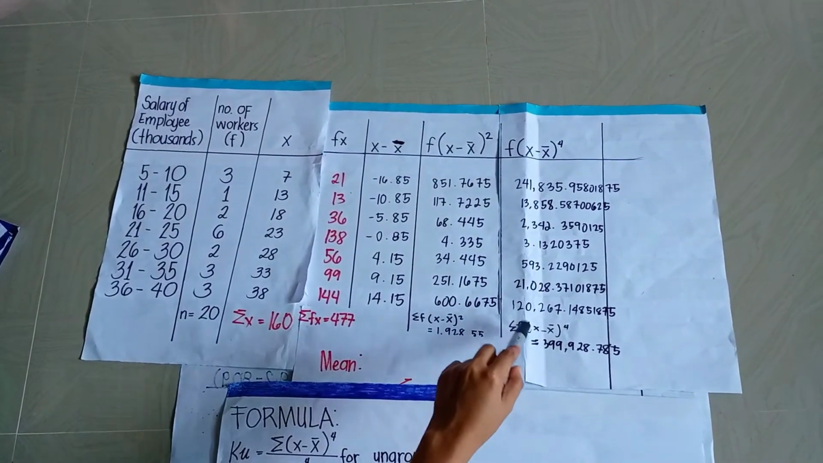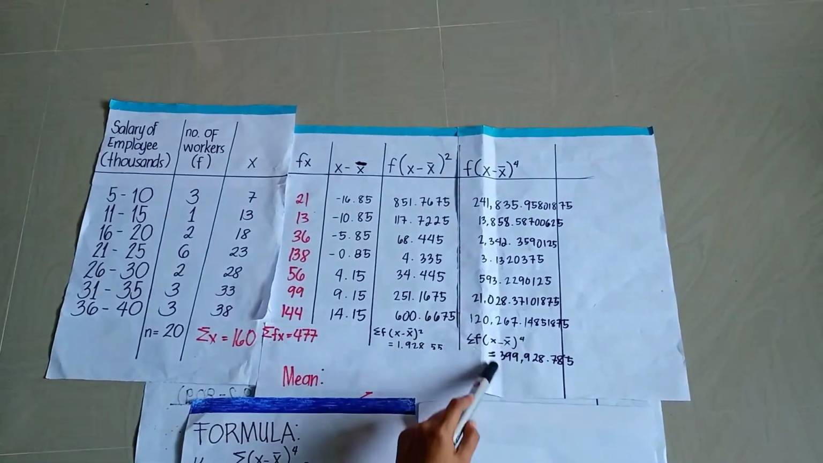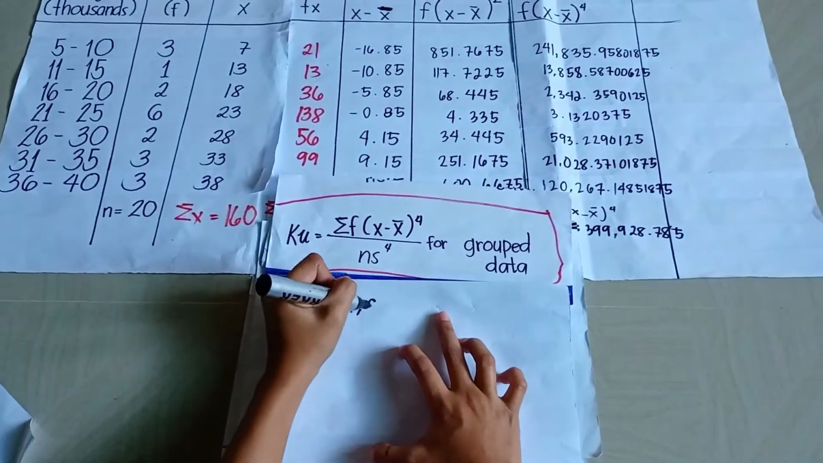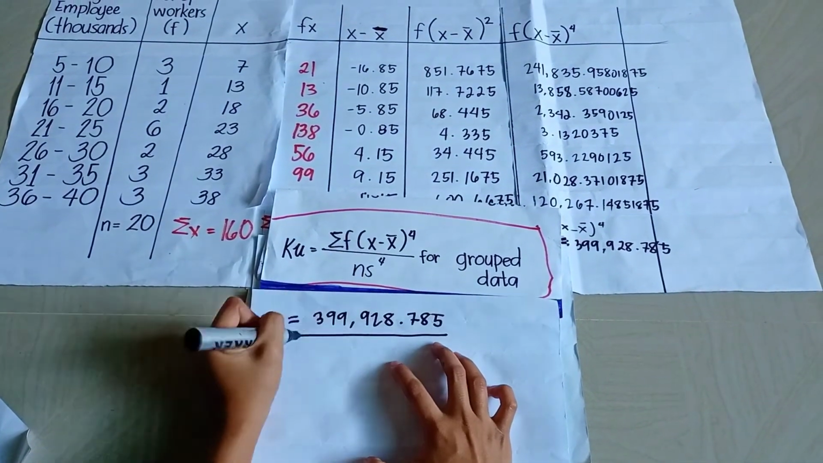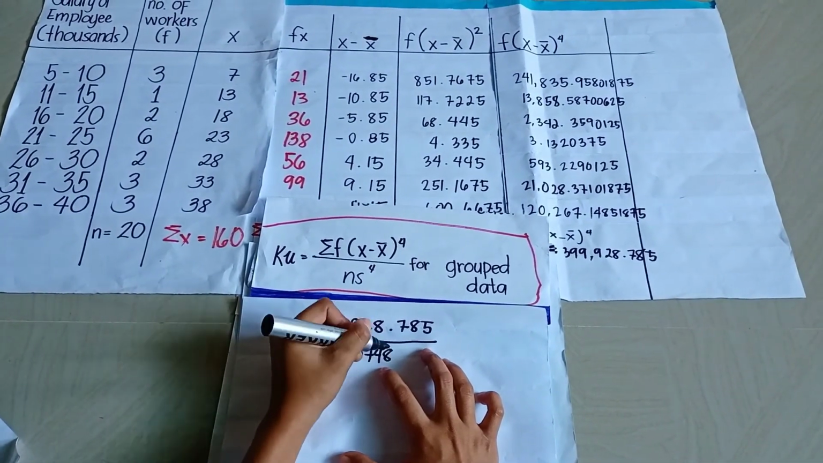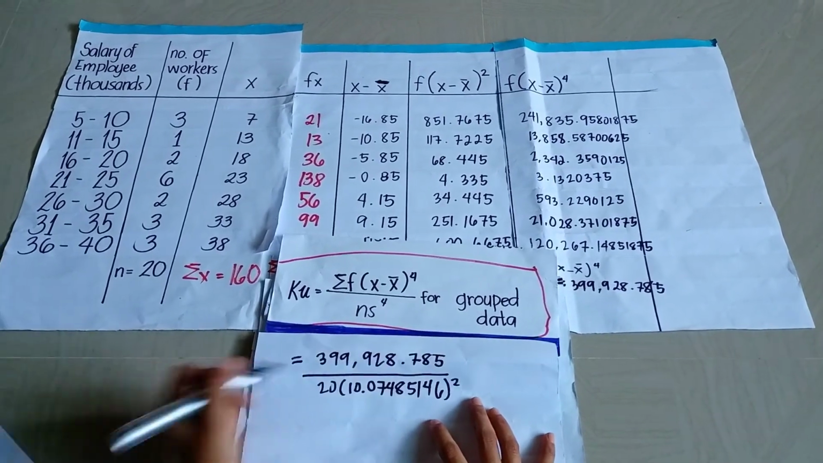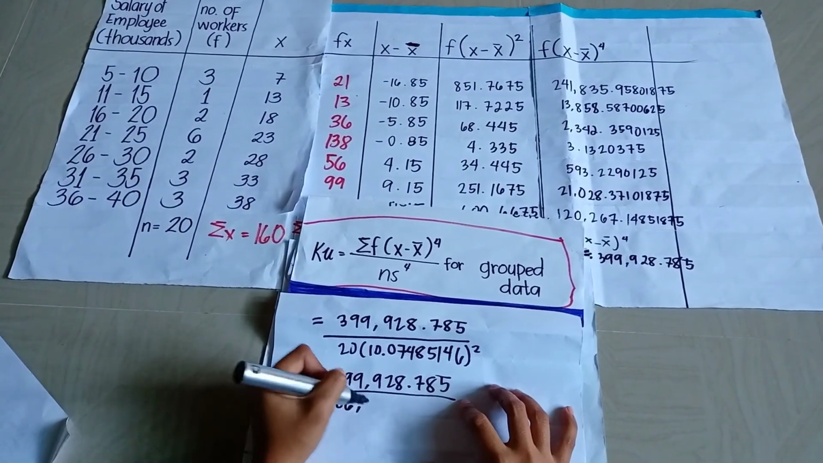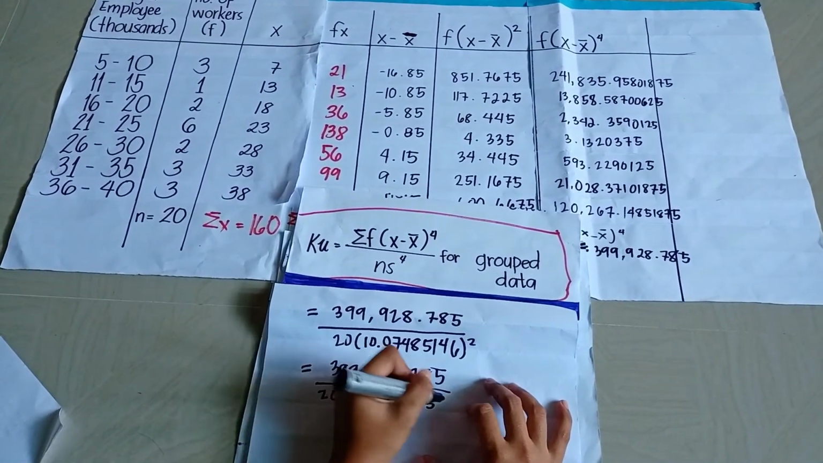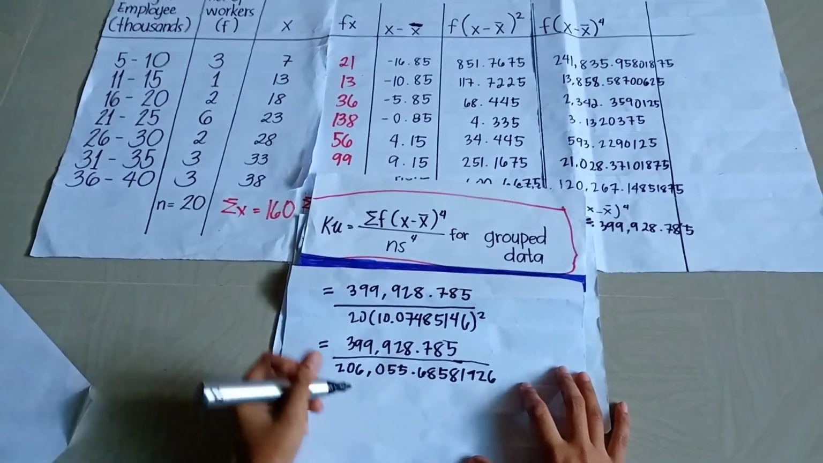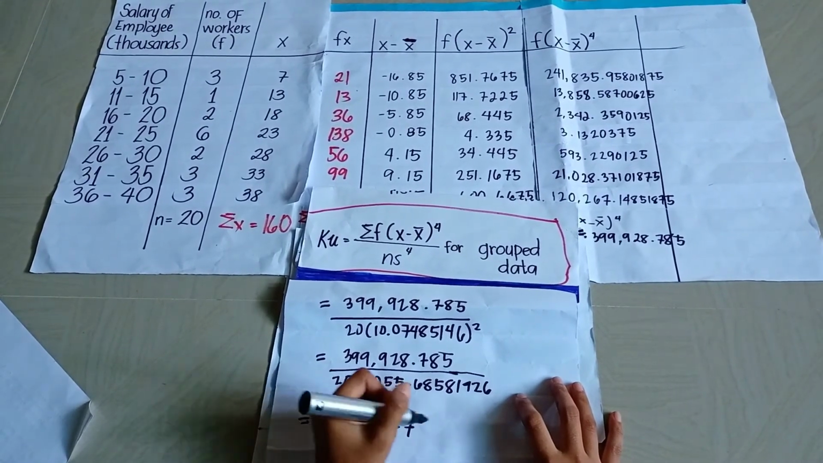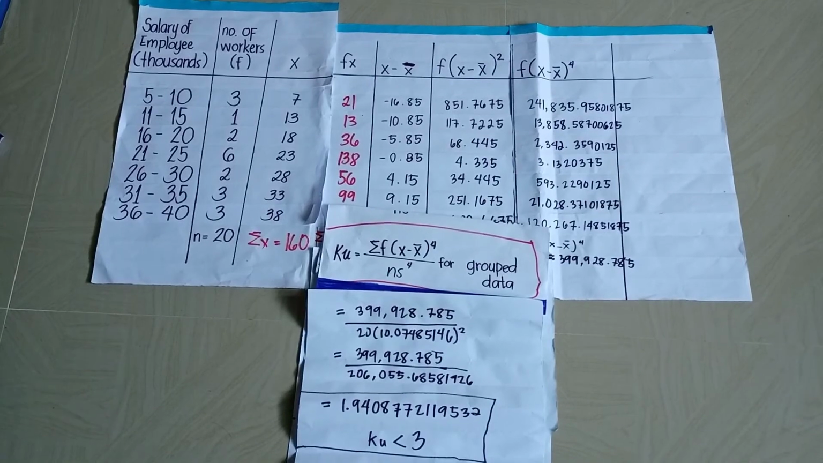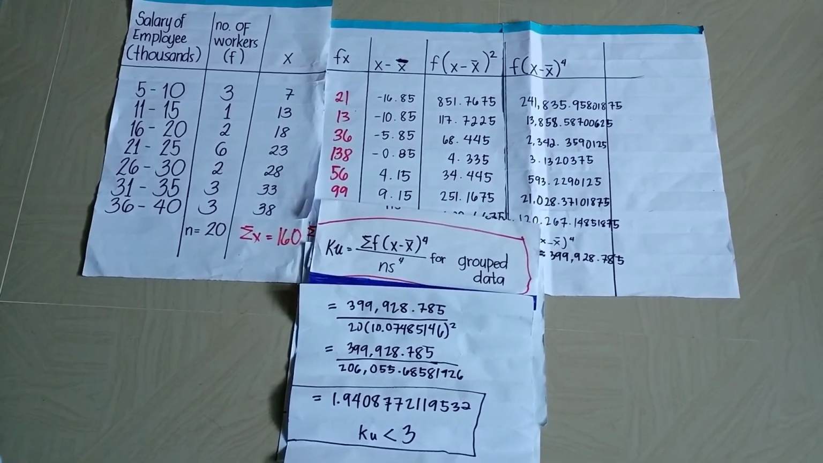and the total of the summation of frequency times the quantity x minus mean to the fourth power is equal to 399,928.785. Is equal to 1.9408772119532. Kurtosis is less than 3.